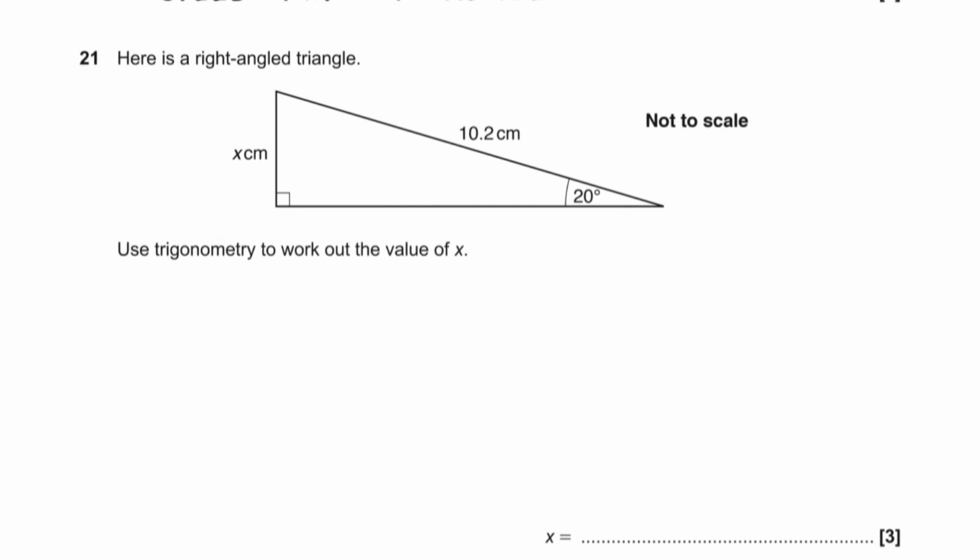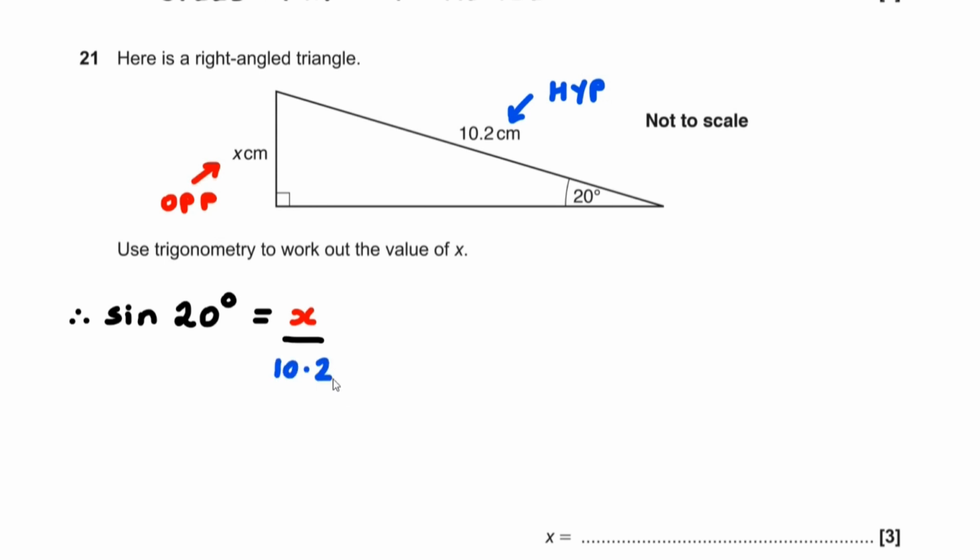Question number 21. Here is a right angle triangle, and we have to use trigonometry to work out the value of x. Well, we've got the opposite. We've got the hypotenuse. What connects those is sine. So therefore we have the sine of 20 degrees equals opposite, which is x, divided by the hypotenuse, 10.2.